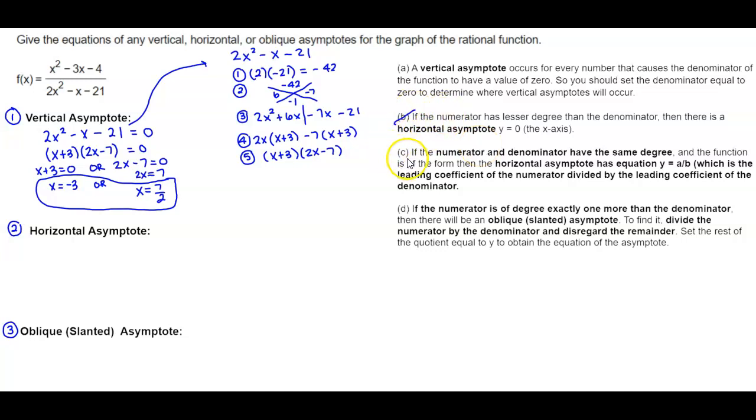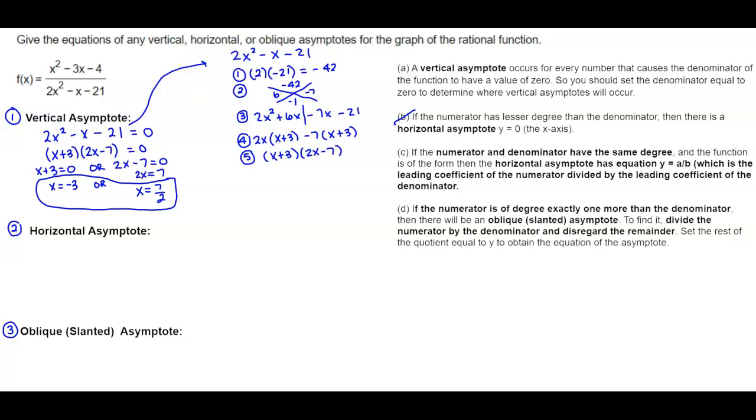Okay, now let's move on to C. It says if the numerator and denominator have the same degree, and the function is of the form of this divided by this, then the horizontal asymptote has the equation y equals a divided by b, which is the leading coefficient of the numerator divided by the leading coefficient of the denominator. So again, let's just go ahead and verify this.